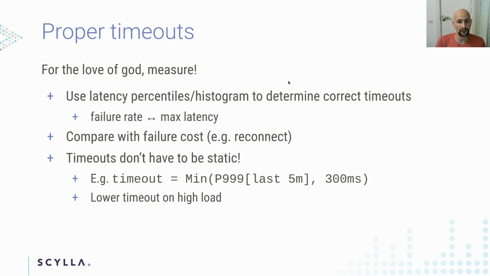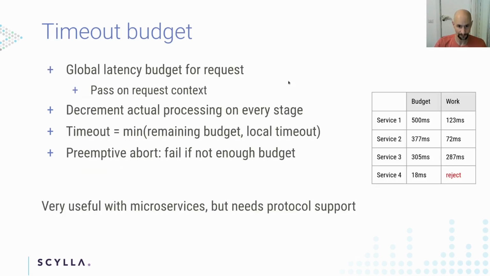Remember, the timeouts don't have to be static. In many cases, people just measure once and then put this number and then never change it. But you can actually have dynamic values. Why not look at the time window of the last 5 minutes and take the P999 of that and use that as a timeout value, or use lower timeouts when you have high load and you want to evict resources faster. You get the idea. You can play with this in a number of interesting ways.